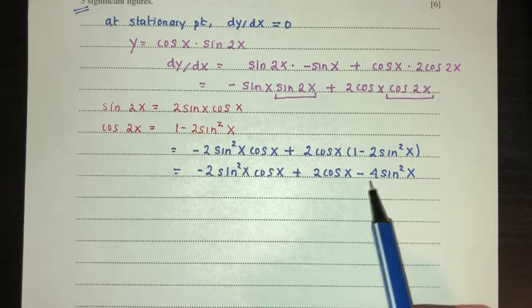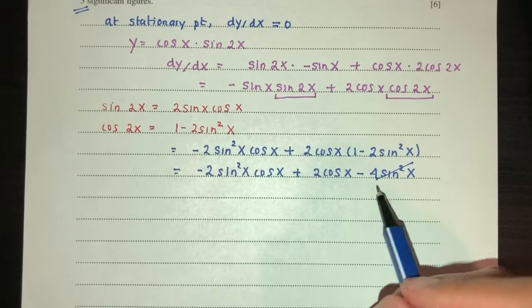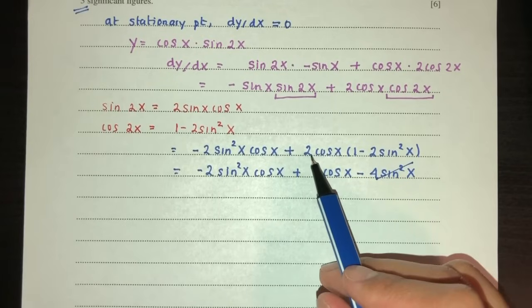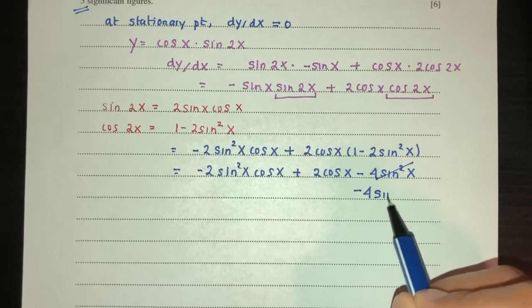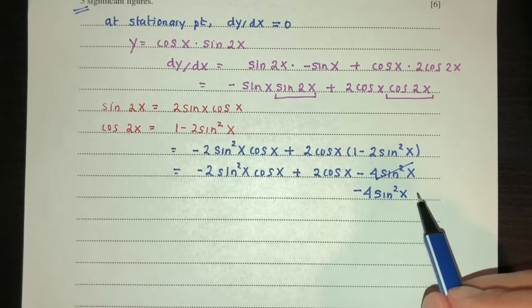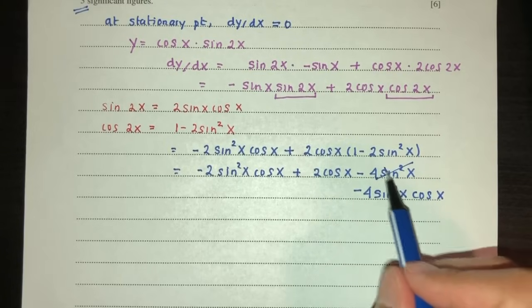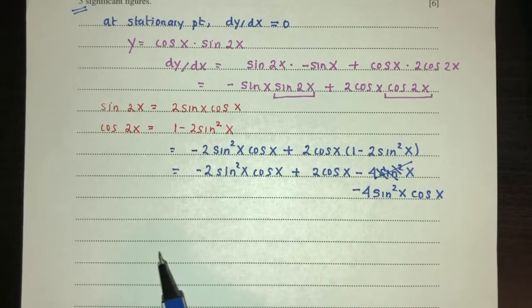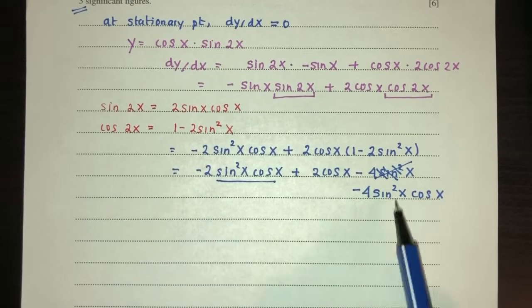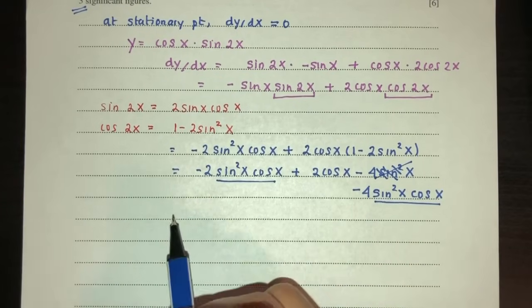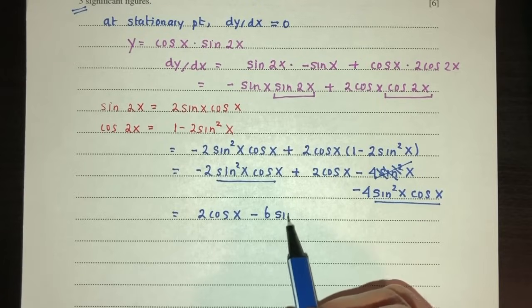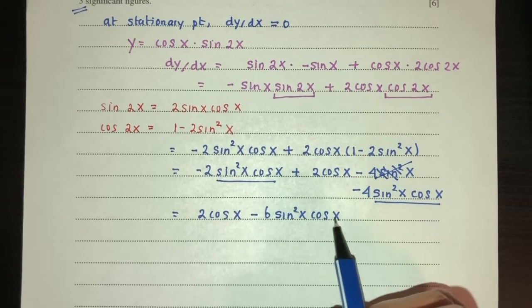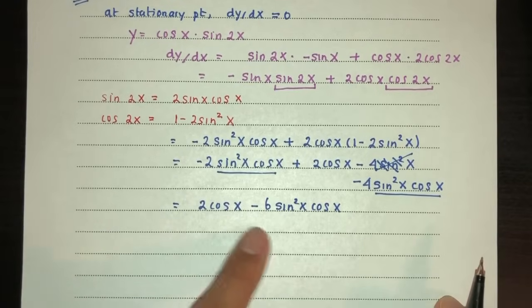Oh, sorry, this is a mistake right here. This one is actually equal to 2 cos x times 2 sine square x, so that will be minus 4 sine square x cos x. Right, so the previous one was not right, this is the right expansion. Now let's have a look at what we have here. As you observe, we have the same thing, sine square x cos x and sine square x cos x, so we can simplify this. Here you have 2 cos x minus 6 sine square x cos x. That will be my expansion and simplification.